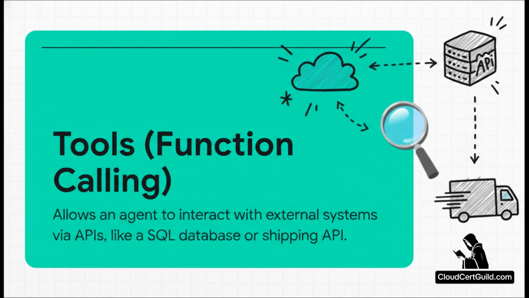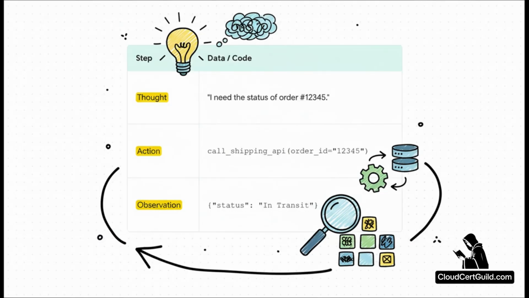It could be anything, really. Looking up customer info in a SQL database, or calling out to an external shipping API. So let's look at the actual data flow here. It all starts with a thought from the agent, something like, I need the status for order number 12345. The reasoning engine then translates this into a machine-readable action, in this case, an API call. That API then sends back a structured piece of data, the observation, which becomes the critical input for the very next think step in the loop.